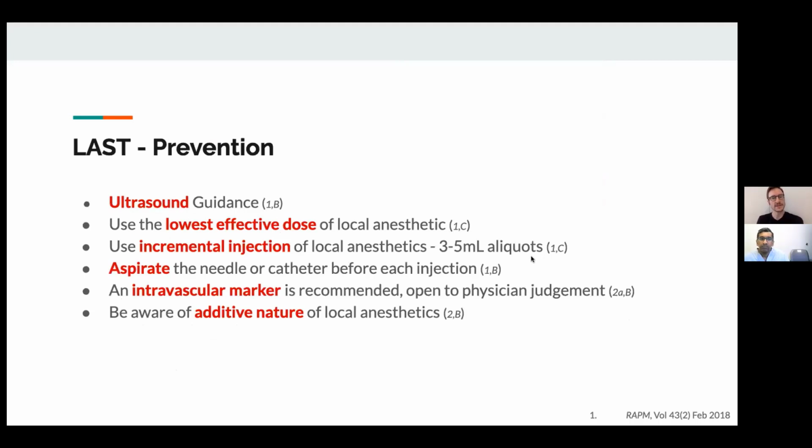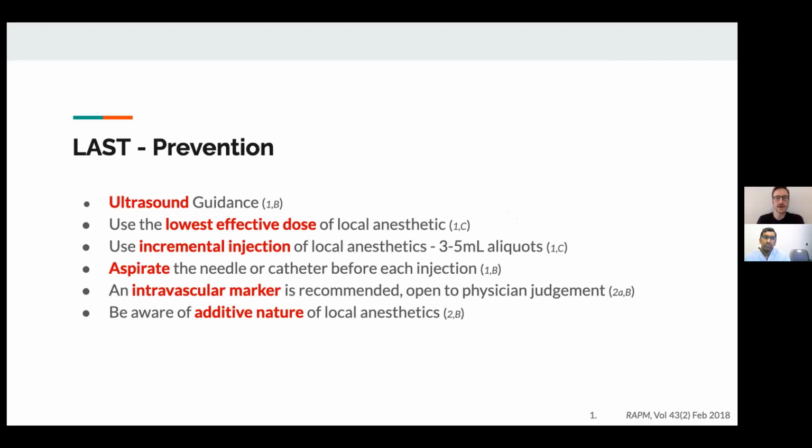So how do we prevent it? Ultrasound. According to the regional anesthesia and pain medicine comprehensive guidelines about LAST and its identification and treatment, they do recommend ultrasound guidance, and this is really just to avoid intravascular injection. It goes without saying, but we want to use the lowest effective dose to achieve the clinical endpoint we're looking for, and avoid using an overdose of local anesthetic.